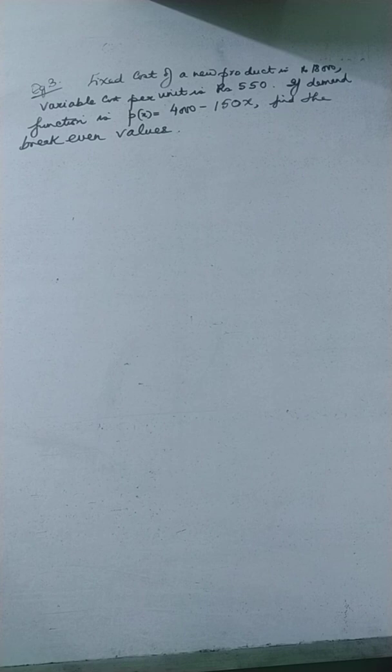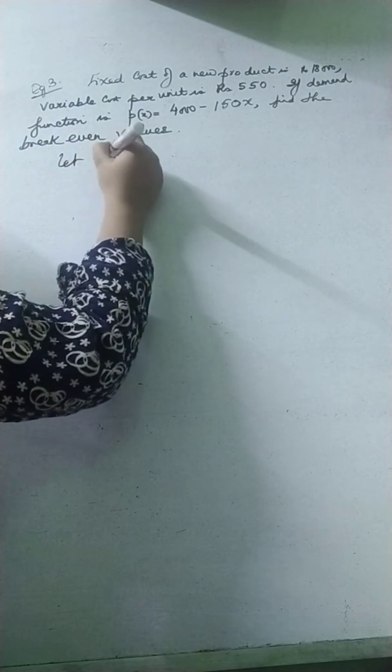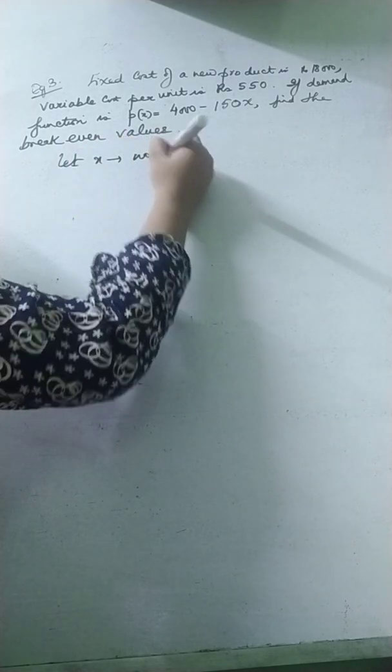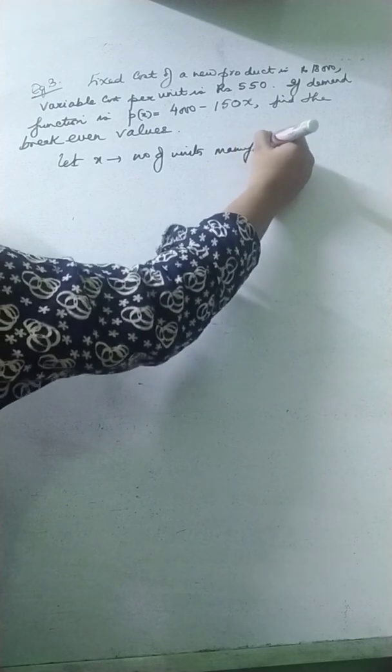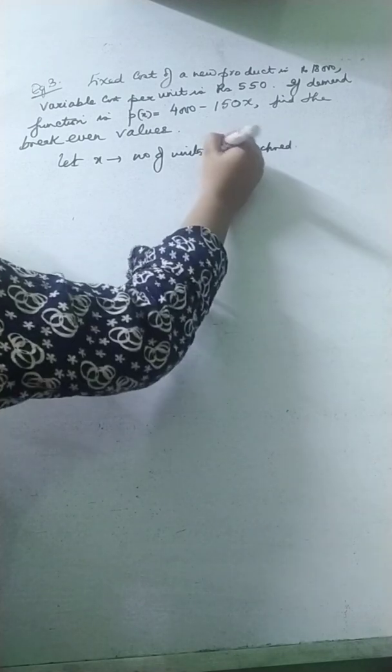If demand function is Px equal to 4000 minus 150x, find the break-even values. That means you have to find the number of units for which profit function Px is equal to 0, or for which Rx is equal to Cx. Revenue function is equal to cost function. So you will write, let x be the number of units manufactured. Okay. First, let us frame the cost function.